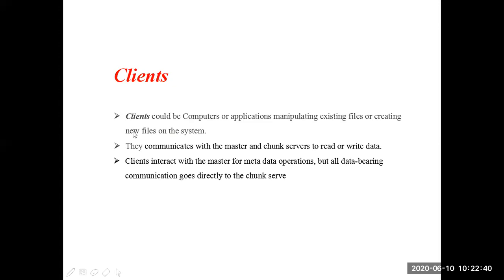That means the client will communicate with the master server to know information about the chunk servers. Metadata means data about the data. Generally, what will happen is that the actual data will be stored in the chunk servers. Where will your data be stored? Your files will be stored in the chunk servers.